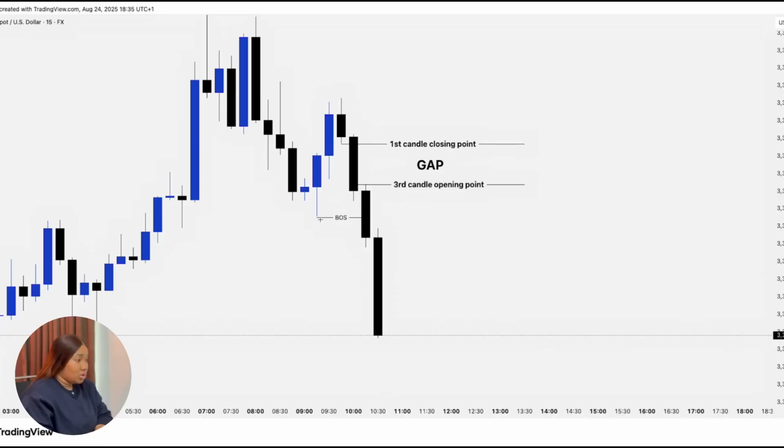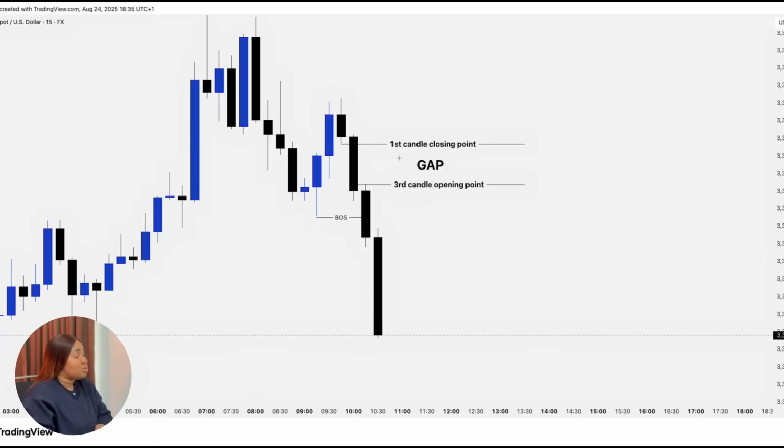So make sure break of structure is present, and then you look out for the first three candles, and then you map it out from the closing points. When it's a sell, you can see it's from the closing point of the first candle and also the opening point of the third candle.